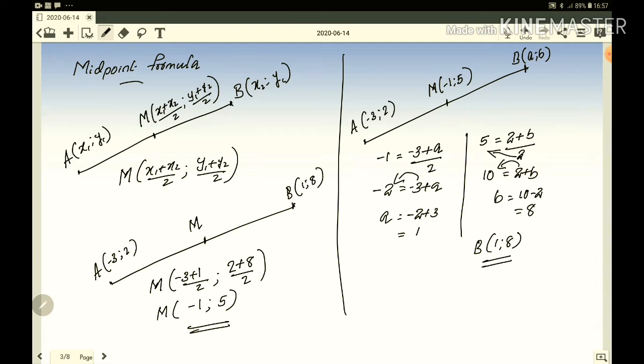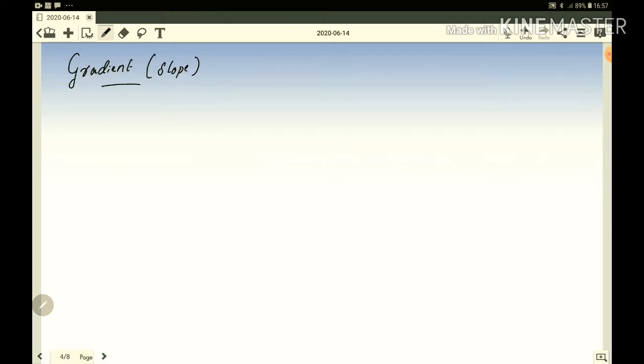Now the next topic, a very important one that you studied in previous grades, is gradient, or sometimes we call it slope, but here in most cases we say gradient. So how do you find the gradient? We use the small letter m to represent gradient. For calculating gradient, we need any 2 points on a straight line. It is not like distance and midpoint, where you need end points. Here, any points you can use to calculate gradient.